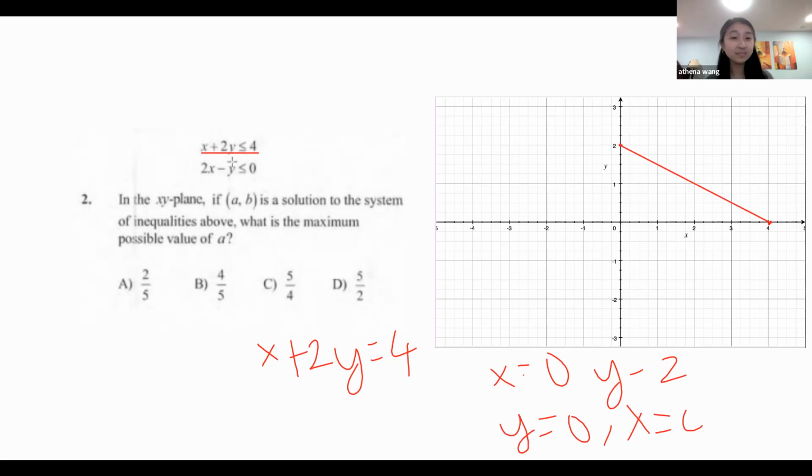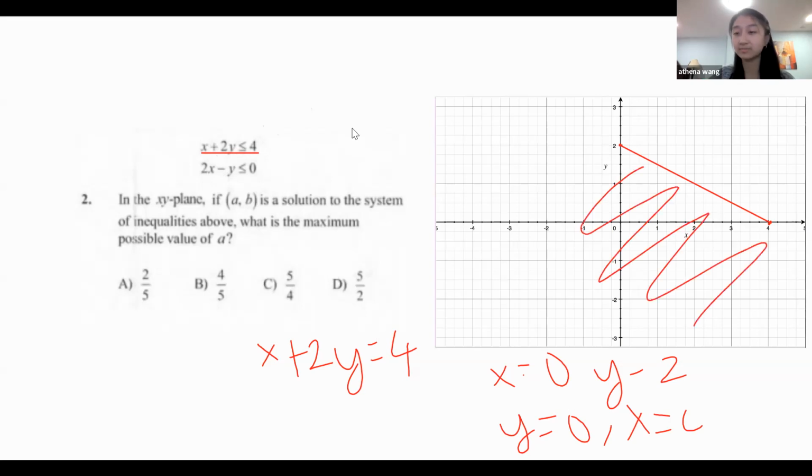Okay, and we know that this is less than or equal to, and y is positive on this side. So we just know that the positive y is less than or equal to this line. So we just need to shade in the area below it. Okay, like that. And I will use a different color.